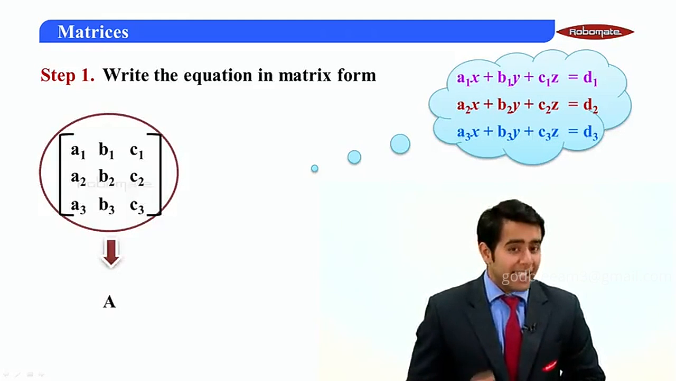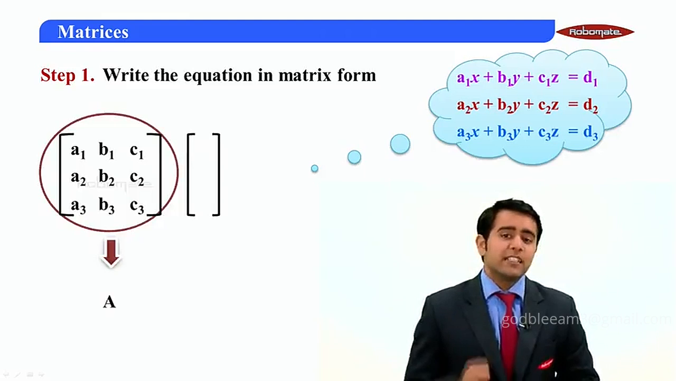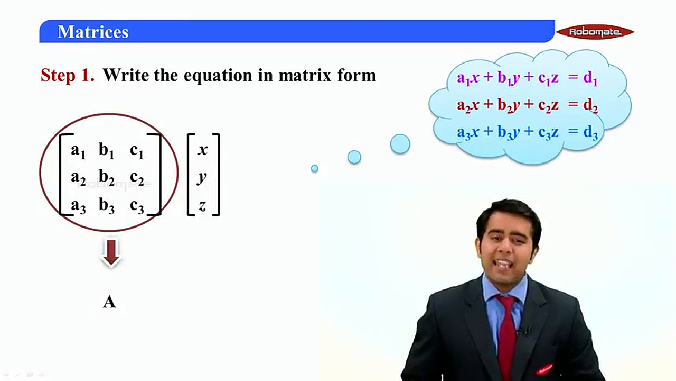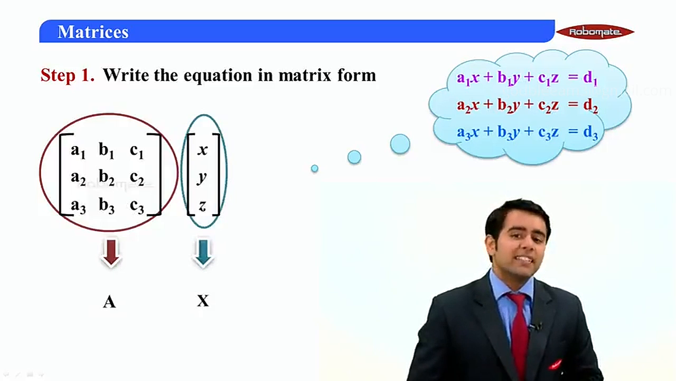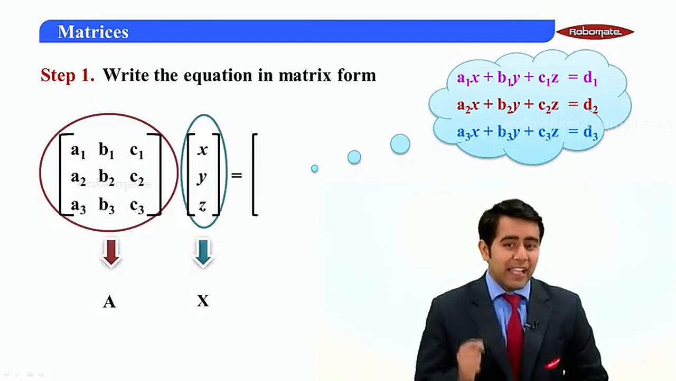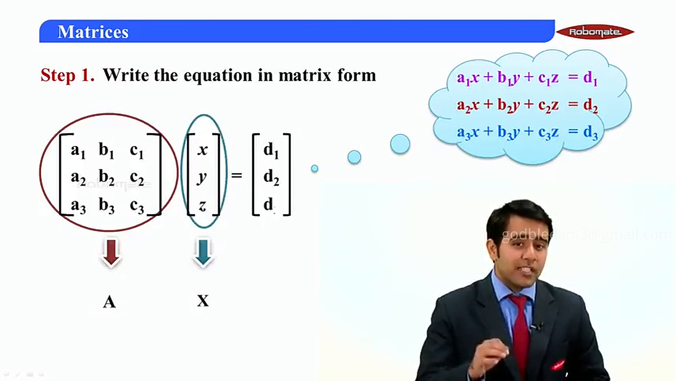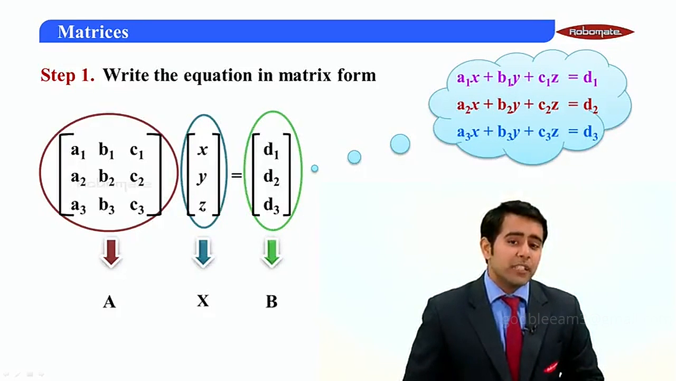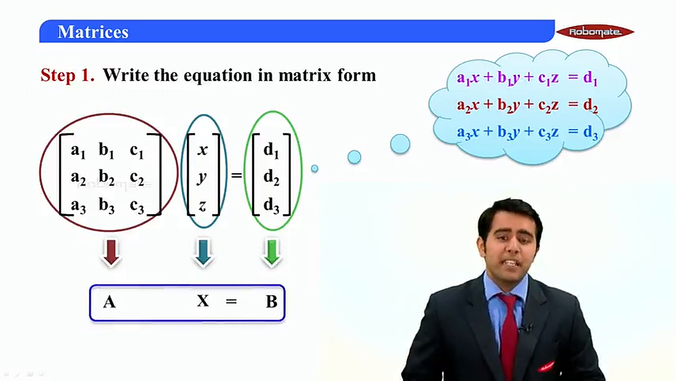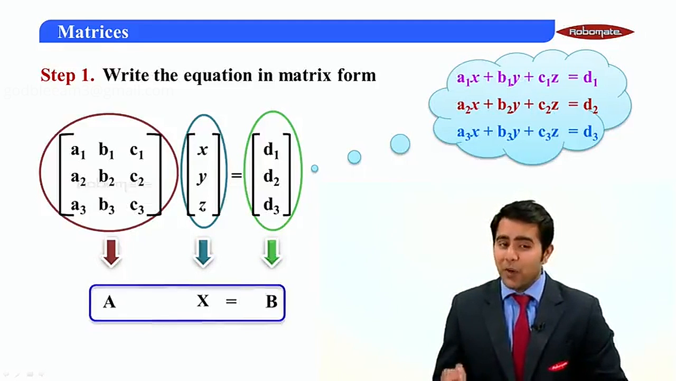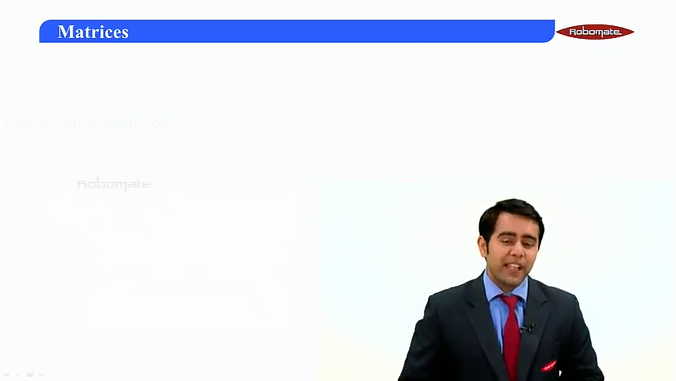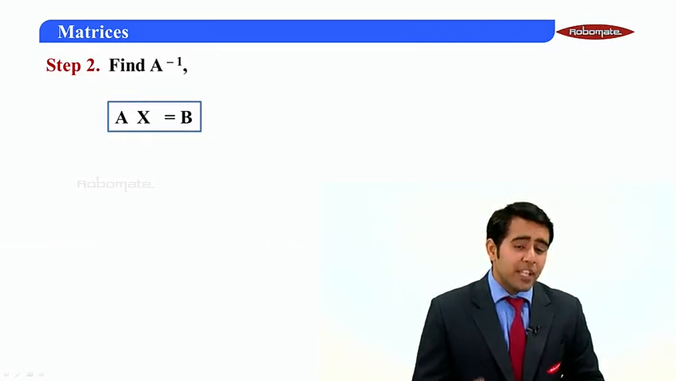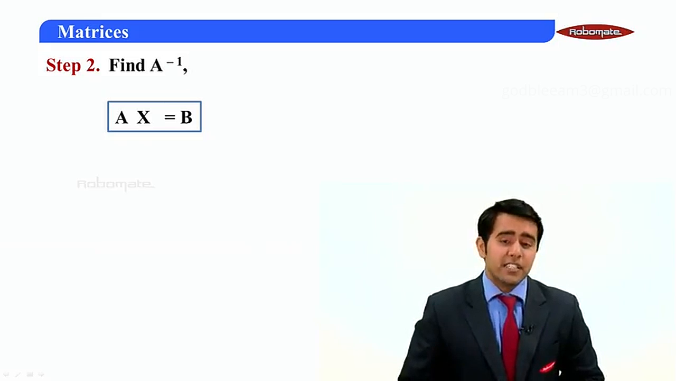This is the matrix A. Next is the matrix of variables, that is x, y and z. This matrix is termed as X. This is equal to the matrix of constants, d1 d2 d3, which is referred to as B. So the equation will be of the form AX equal to B. Now moving further, if we have AX equal to B, step 2 is to find A inverse.